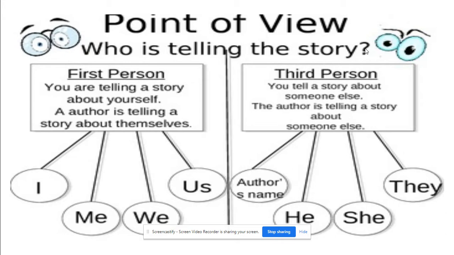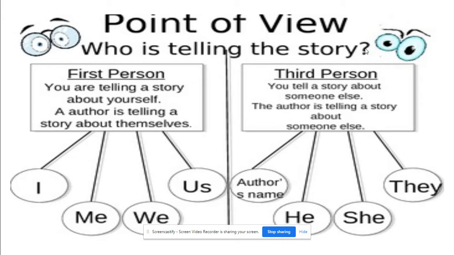Next, let's recap on point of view that Miss Pullum talked about with you yesterday. So point of view is going to be who is telling the story. And you can figure that out by looking at the pronouns. So for first person, you are telling the story about yourself. So you're going to see words like I, me, we, us. Those are all signs that it's first person point of view.